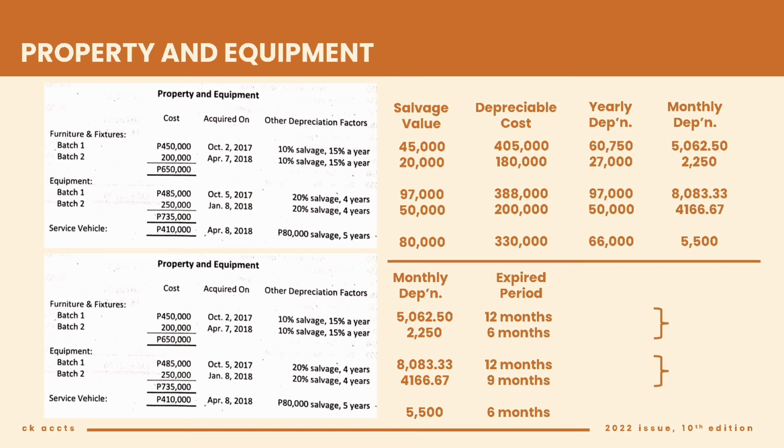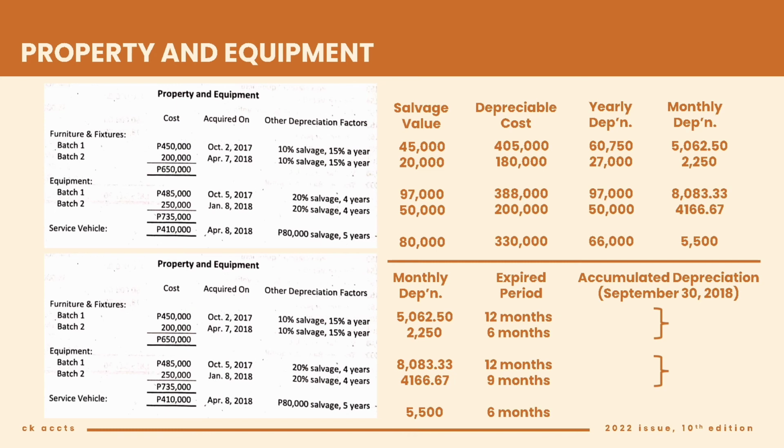Yung batch 2 naman ng furniture and fixture, we have April 7, 2018. So, from April 2018 to September 2018, ilang months yun? That's 6 months. Okay? And so on. So, bibilangin mo lang kung ilang months na yung nagdaan from the date of the acquisition hanggang sa September 2018, which is the previous month of our practice set. Okay? And lastly, the accumulated depreciation.